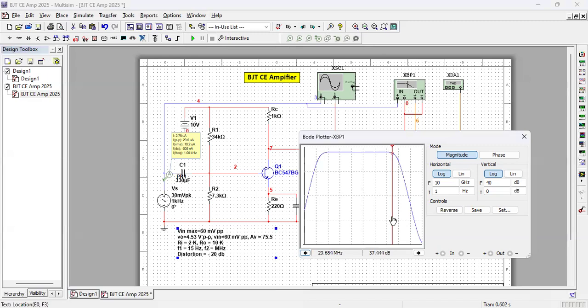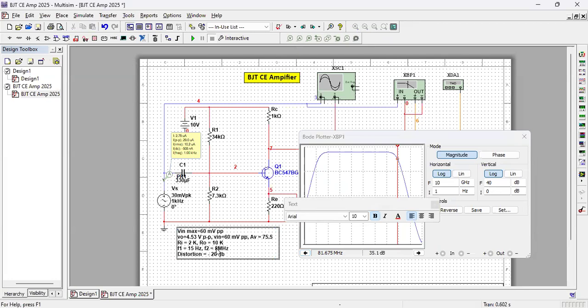And for the upper cutoff frequency, again, we go to 35, 35.1. It is 81.6 megahertz, say 82 megahertz. So upper cutoff frequency is 82 megahertz. So frequency band is excellent. Frequency band is excellent.